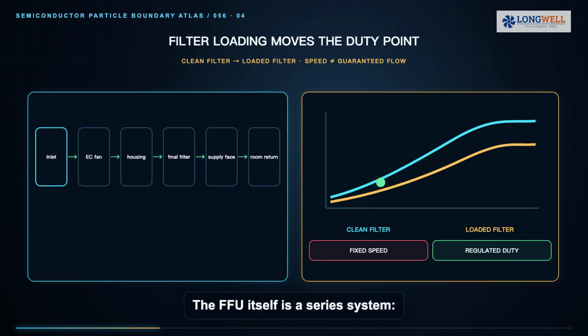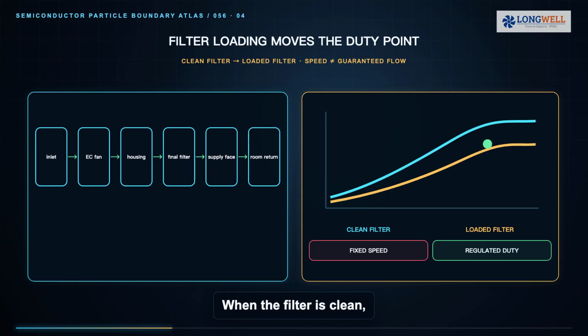The FFU itself is a series system: inlet condition, fan, housing, filter, diffuser, and room return. When the filter is clean, the fan sees one resistance. As particles accumulate, resistance rises. If the controller holds only a fixed speed, airflow can fall. If the project requires regulated airflow or pressure, the EC fan, sensor location, control loop, and alarm limits must be engineered and commissioned together. EC describes the motor and control platform. It does not guarantee a constant room condition by itself.